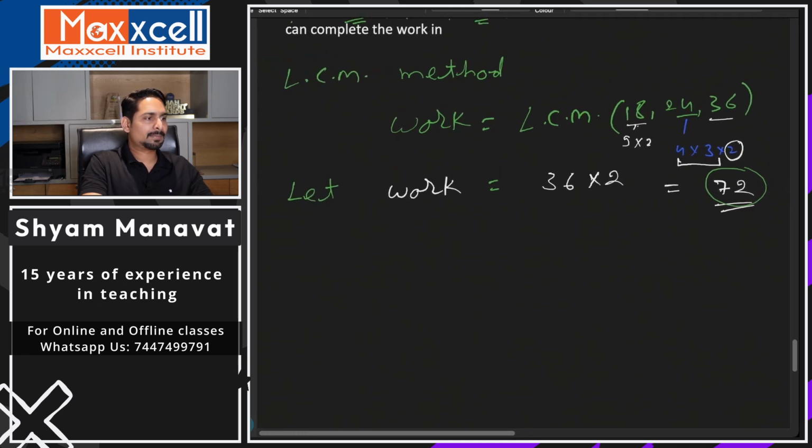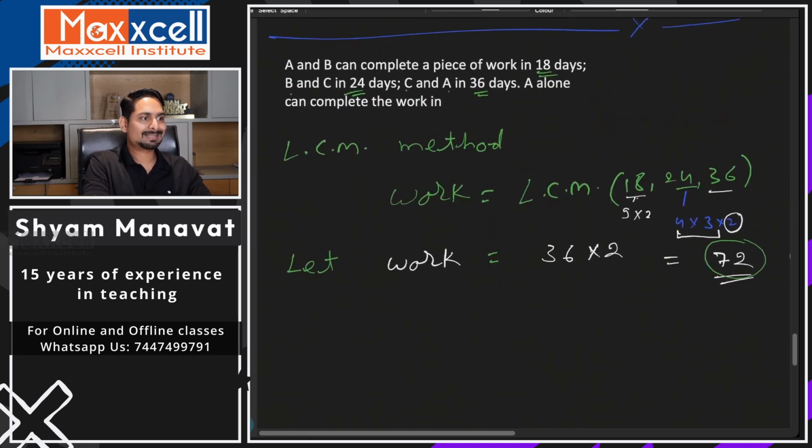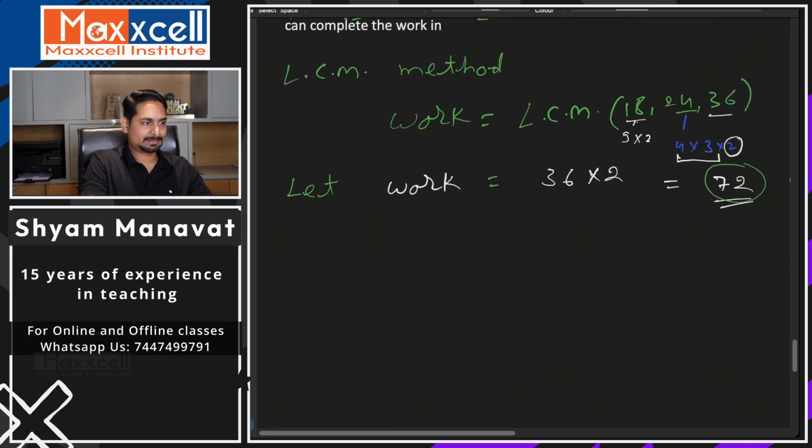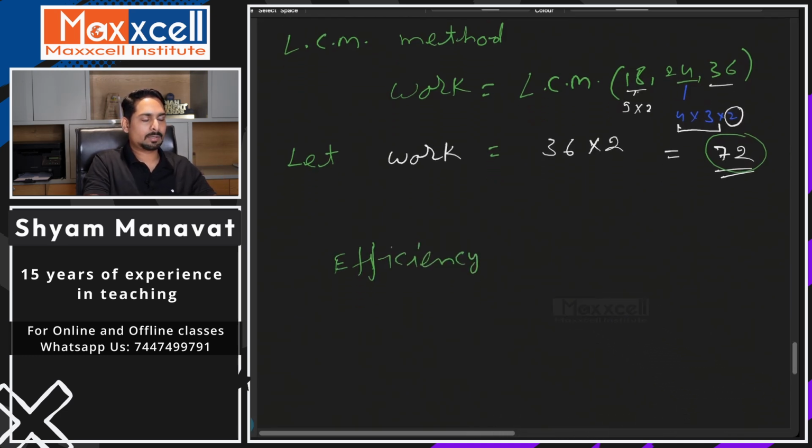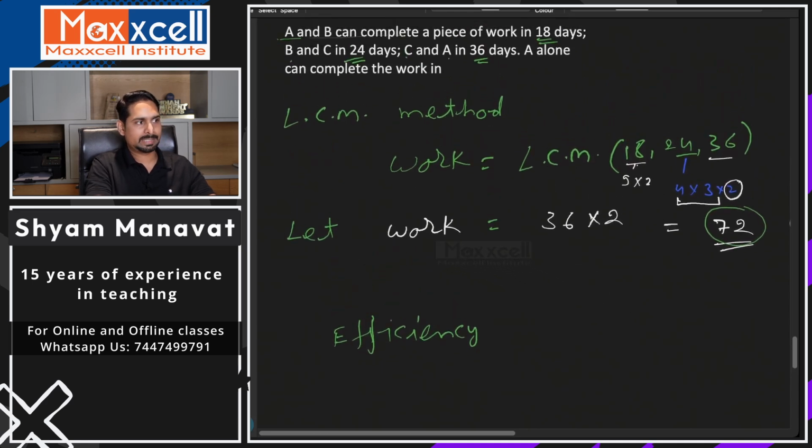Okay. Now we'll go as per the question. Question said A and B can complete a piece of work in 18 days. So what do we do in this kind of question? What do we do after assuming the work? We find the efficiency of whatever individuals are given or combination is given. So A and B together take 18 days.